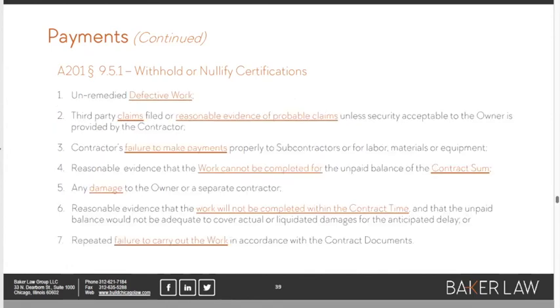But it would be unfair for this document to not at least give the architect some guidance about when it is required to withhold or to nullify certifying pay applications. And it's very clear in section 9.5.1: defective work unremedied. Reasonable evidence that some third party is going to file a claim. Maybe it's a lien. What if a contractor's not paying its subcontractors, right?